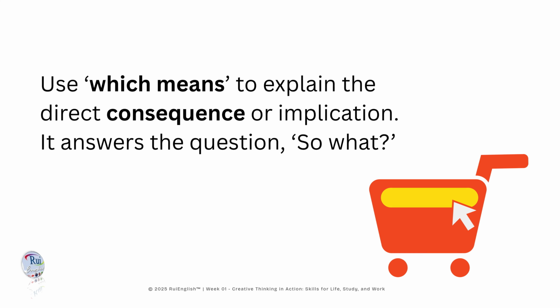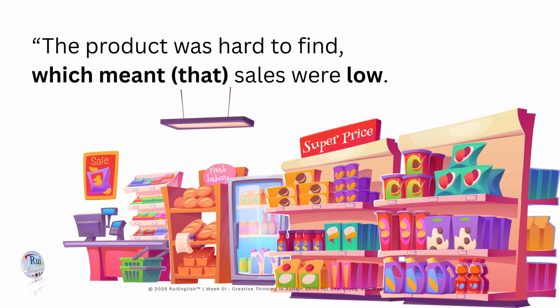Next up, we've got which means. This is your go-to phrase for explaining the direct consequence of something. It basically answers the question, so what? By taking a fact and immediately showing its impact. And this just shows that link perfectly. What was the problem? The product was hard to find, and the result? Sales were low. By using which meant, you paint a complete picture of the problem and its consequence, all in one clean, powerful sentence.